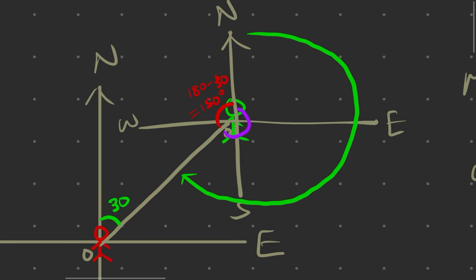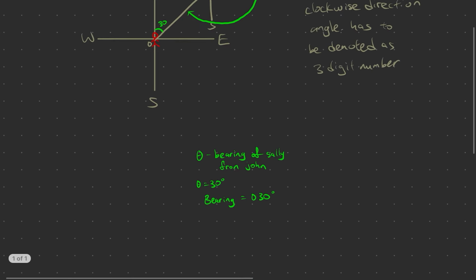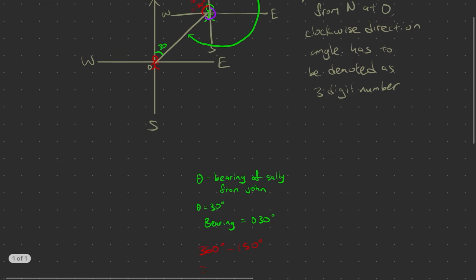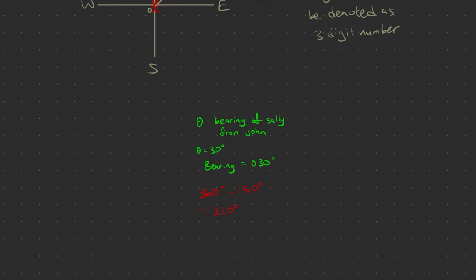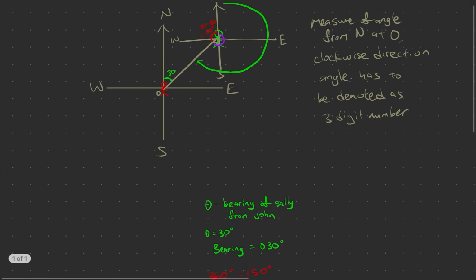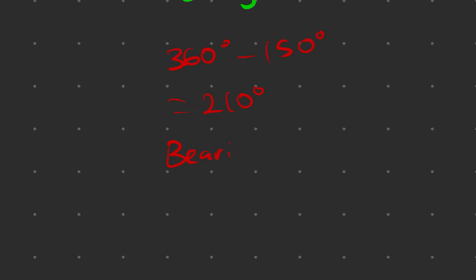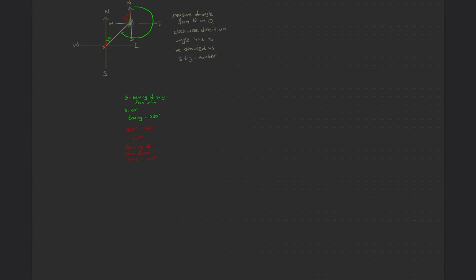And as you can see, this whole round here is 360 degrees. So to find this reflex angle, all I have to do is to take 360 degrees minus 150 degrees. Alright, and all I'll get is 210 degrees. So the reflex angle, or the bearing of John from Sally, will therefore equal 210 degrees. So that's how bearings work. Yeah. So it supposedly makes things easier to navigate around and find each other.